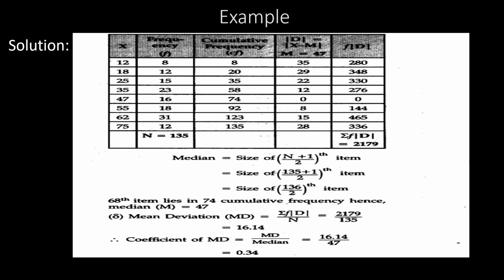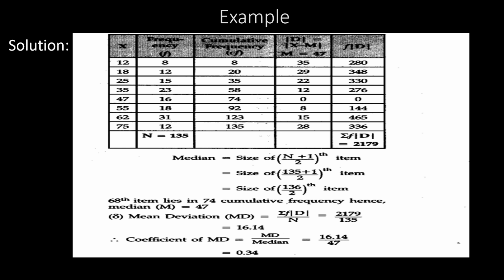Once again, let me recall it. To get the first value of the cumulative frequency column, take the frequency column's first value as it is. To get the second value, add the first two values of the frequency column, that is 8 plus 12, which is 20 in this example. To get the third value, add the first three values, which is 8 plus 12 plus 15, 35. Then we find the remaining values of the cumulative frequency in a similar way.